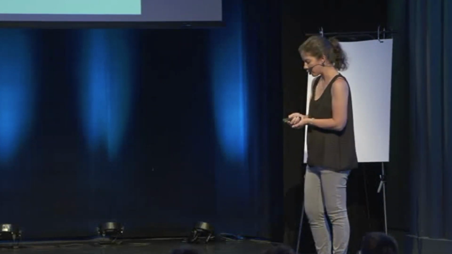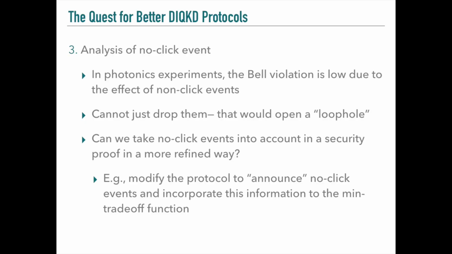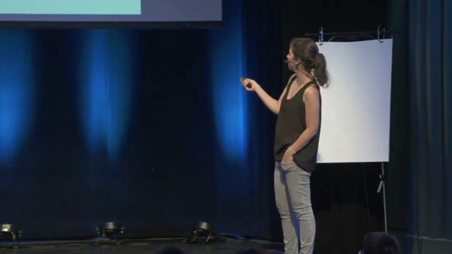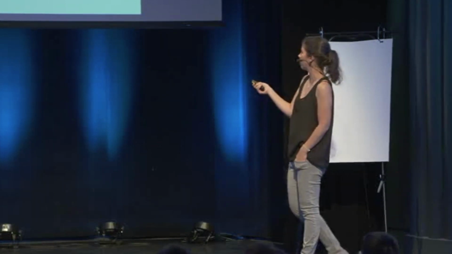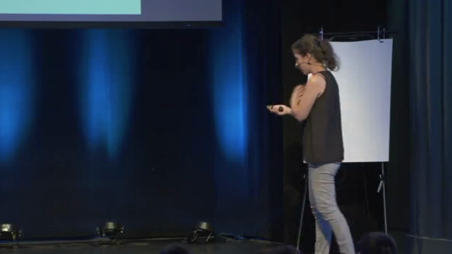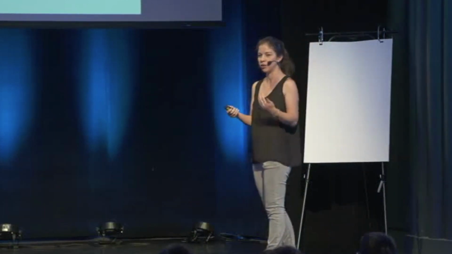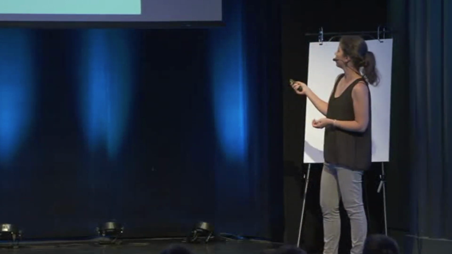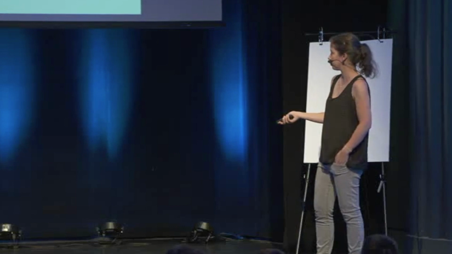Okay, another thing which I think can be useful is the analysis of no-click events. As far as I know, in the experiments, most of the time we don't even get entangled states. The detectors don't even click. And we cannot just drop these events, because this opens what's called a loophole. So what we need to do instead is assign a random value. This is basically like a classical strategy, and this is why the Bell violation is so low.